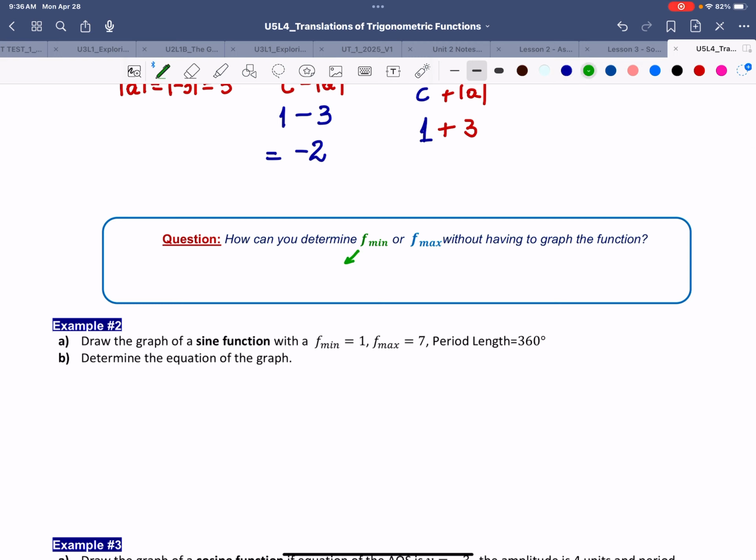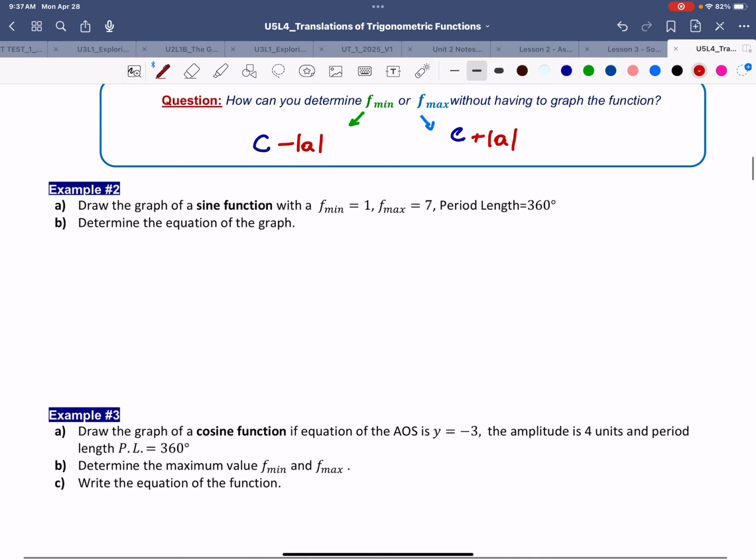Now, if we want to find the min or the max without having to graph the function, then we're going to say for the minimum, we're going to go from the axis of symmetry and we'll subtract the amplitude. And for the maximum, we're going to go from the axis of symmetry and we will this time add the amplitude. So what we were explaining before.